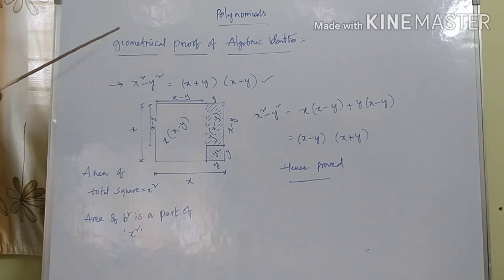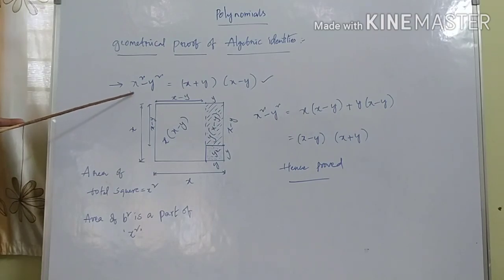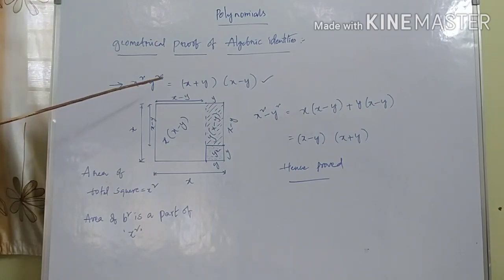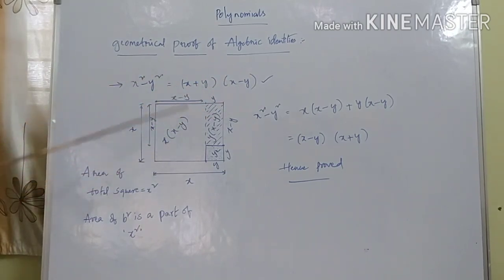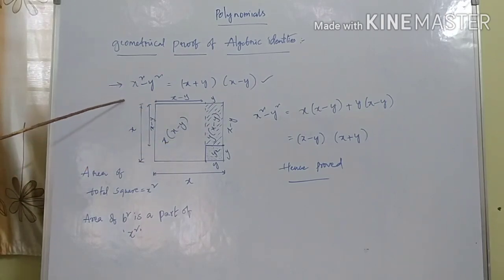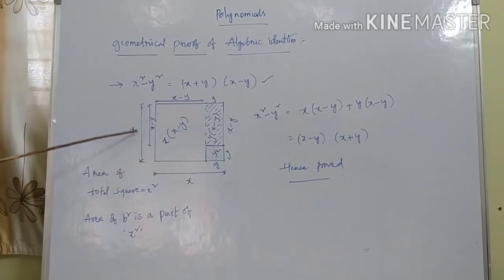So our geometrical proof of algebraic identity, this is the third one. x square minus y square is equal to x plus y into x minus y. This is the figure of the given identity. Here the length of the total side is x. This is also x. So the area of the total square is x into x, x square. This is the total area of the square.